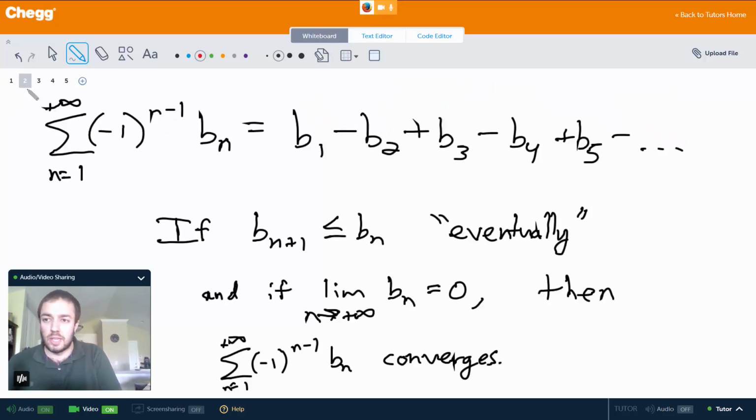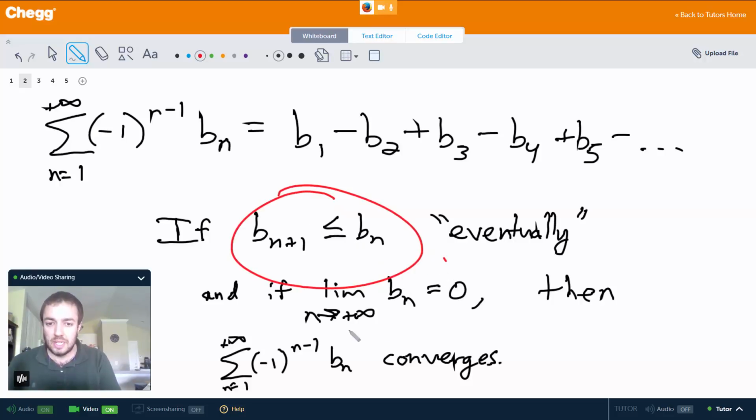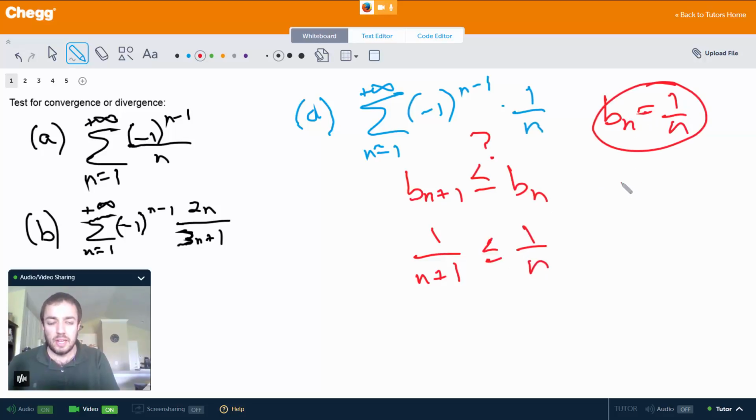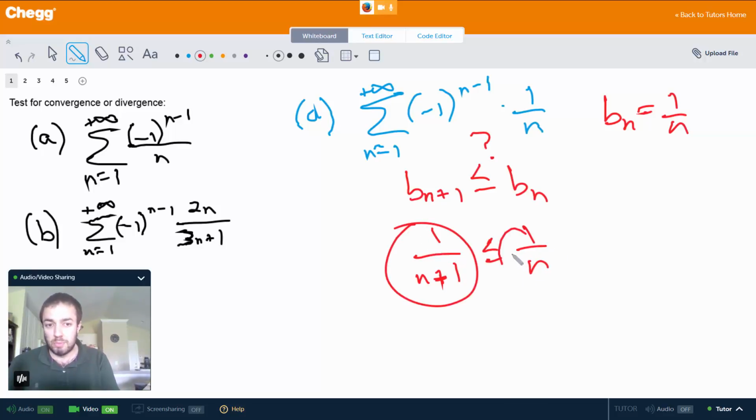Now, is it true? We want to verify two things. We need to have this be true eventually: b sub n plus 1 is less than or equal to b sub n. Is that true? Well, what would that mean? That would mean 1 over n plus 1 is less than or equal to 1 over n, because if b sub n is 1 over n, then b sub n plus 1 is 1 over n plus 1. So is this true? Yes, it is true. How could we see that? Well, just think of it as n plus 1 being larger than n. So if you divide by a larger number, you're going to get something smaller.